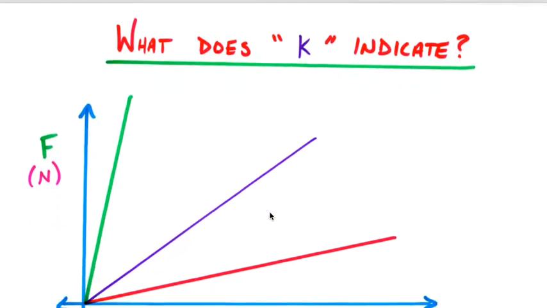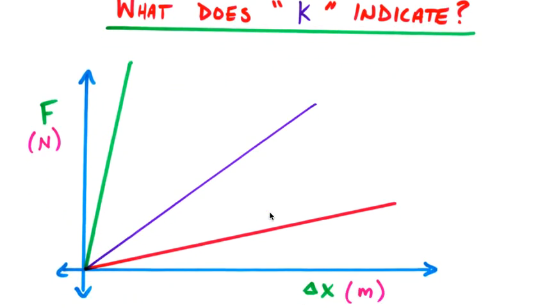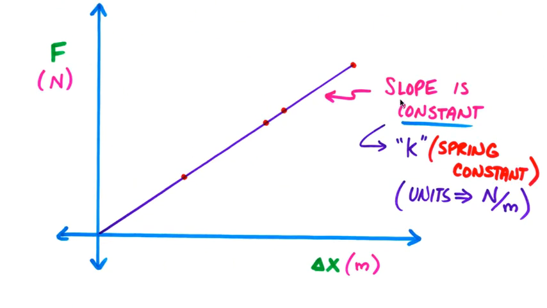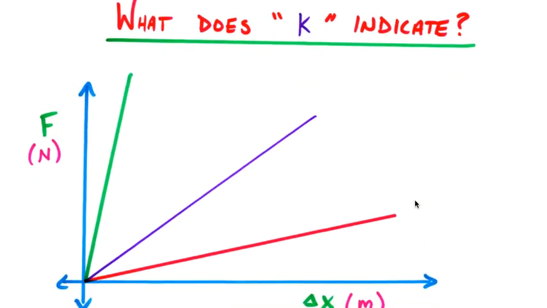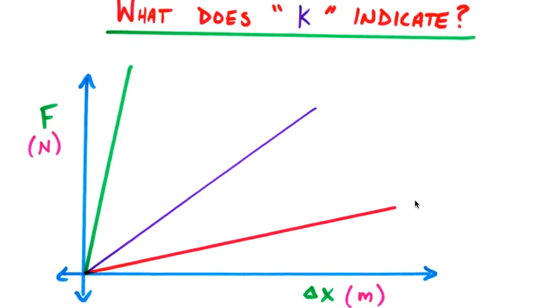But it also led to the question, well, what does K indicate? What does this K value, this spring constant, what does it actually mean? And in order to understand that, I've made up a few slopes here, a few different sets of data that Robert Hooke might have come across. You can see there's one in red with a fairly shallow slope, one with a moderate slope in purple, and one in green with a very high slope. And we know that the slope is constant, which is this spring constant. So let's take a look at these three and see what that slope, that K value, actually indicates.